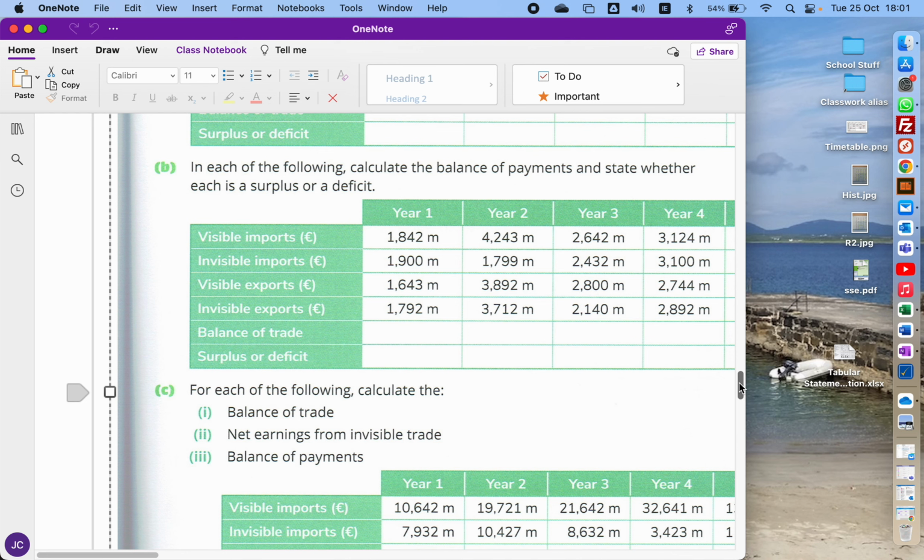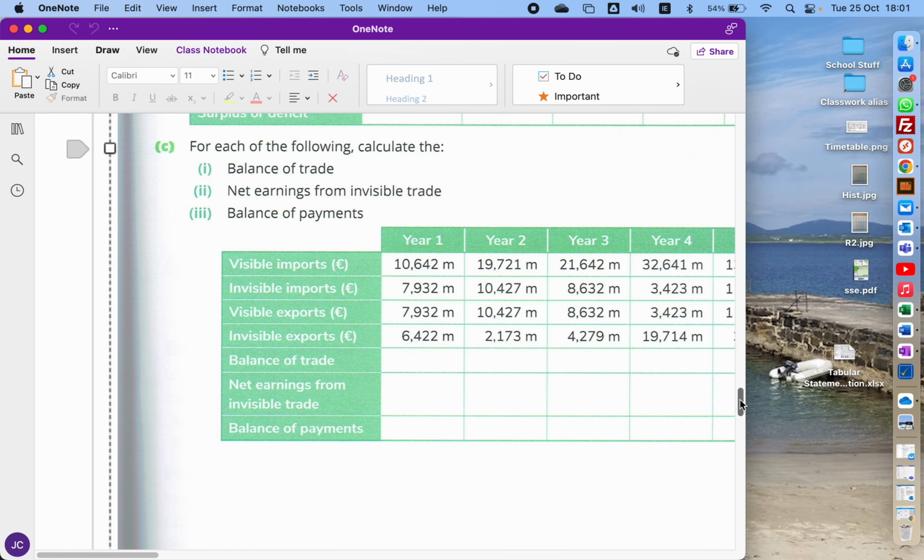For question C, we're going to balance the trade and balance the payments. Now, the net earnings from invisible trade is the money earned from exports and imports which are invisible. If we have the visible, which is balance of trade, and the invisible, put those two together, you get balance of payments. For balance of trade, it'll be visible exports take away visible imports. You can see here that the imports are much bigger, so you end up with a deficit because we have more imports.